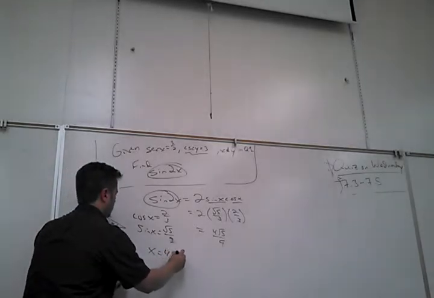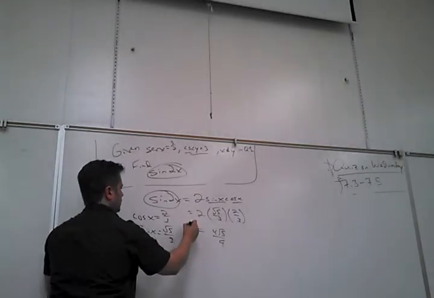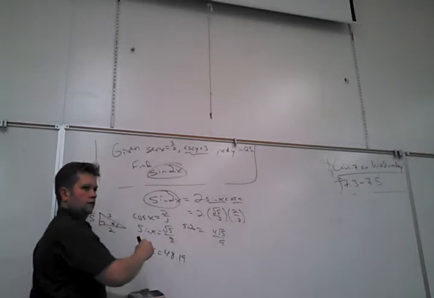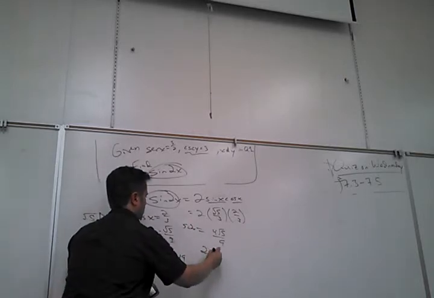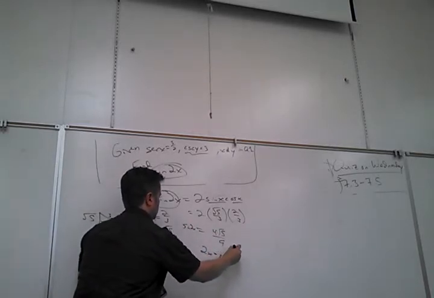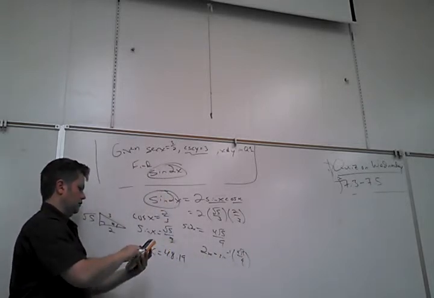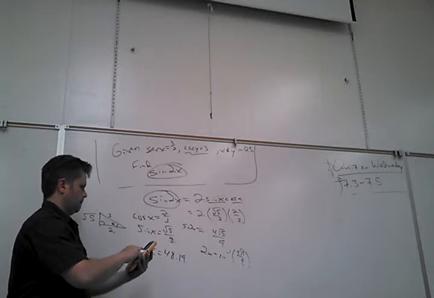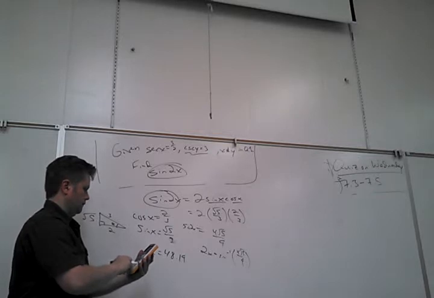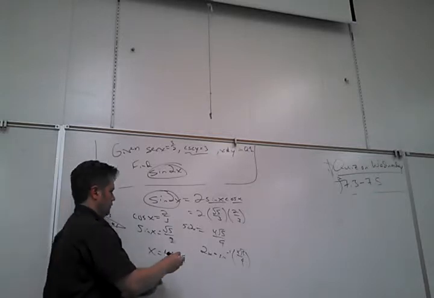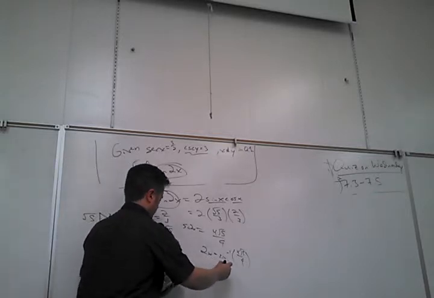We got like 48.19. Now look here, this is sine 2x, right? So what's 2x? It'd be the inverse sine of this business here. So what's the inverse sine of that business there? 41.8.